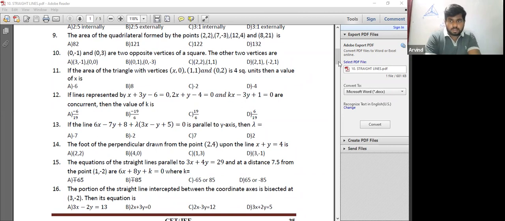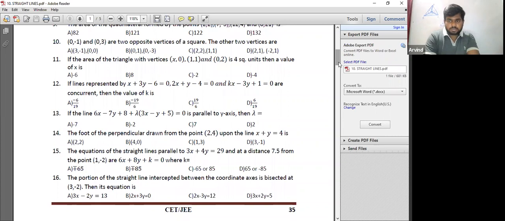Okay. 10th one, (0, -1). This is a very interesting one. (0, -1) and (0, 3) are the 2 opposite vertices of a square. The other 2 vertices are? Will you give it a try, Janavi and Sindhu?